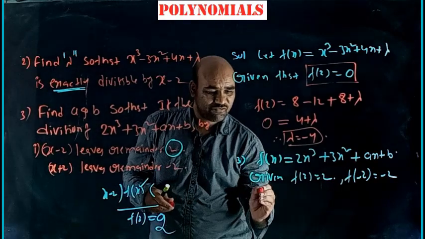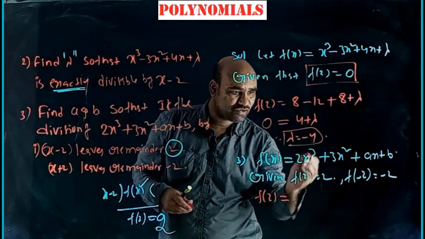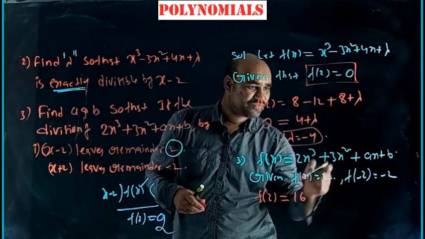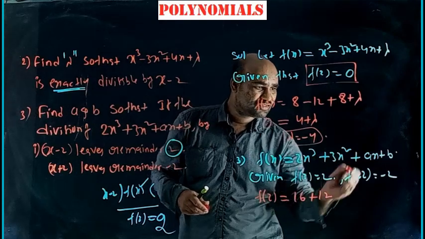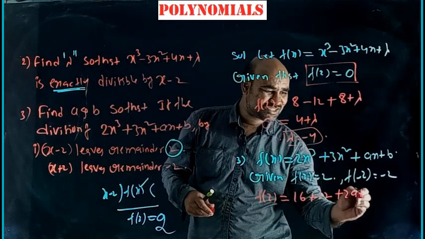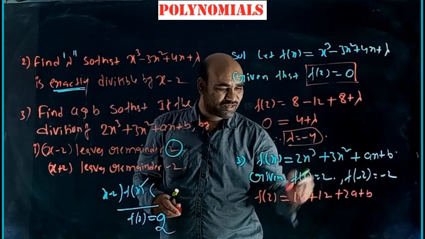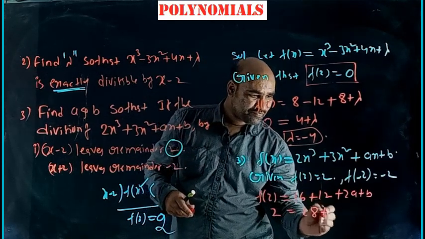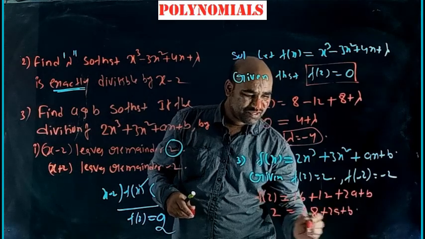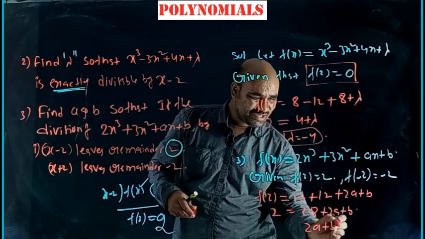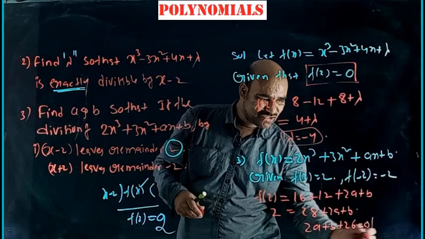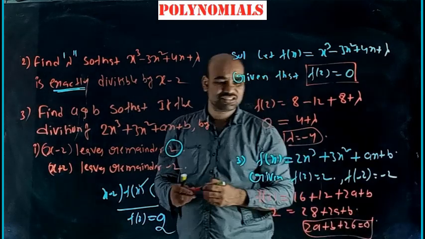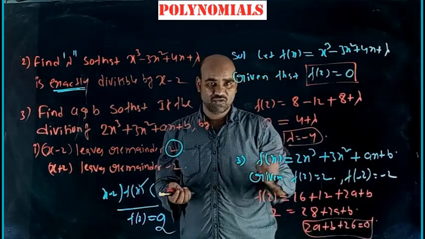Observe here. I find the f of 2 value. f of 2 equal to 16 plus 12 plus 2a plus b. According to the problem, f of 2 given is 2. So 2 equal to 28 plus 2a plus b, or 2a plus b plus 26 equal to 0. This is one of the relationships between a and b. We need one more relation.